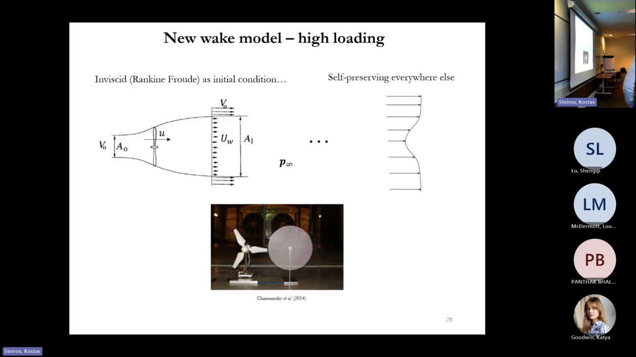Now the problem with that is that both of those theories, the Rankine-Froude and the self-preserving theory, treat the pressure as a constant, as the ambient atmospheric pressure, which we saw is quite a good approximation for low loadings. But at high loadings, this is an approximation which is not close to what happens in reality. So ideally we would need to relax this assumption and make a new wake velocity evolution model where pressure evolves as well.